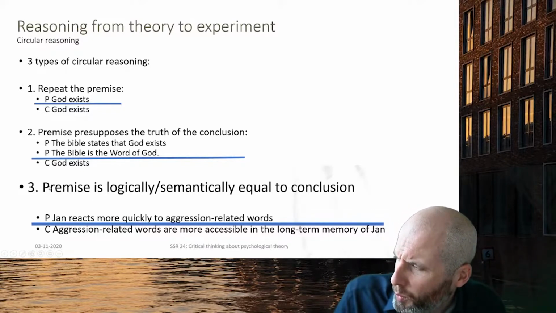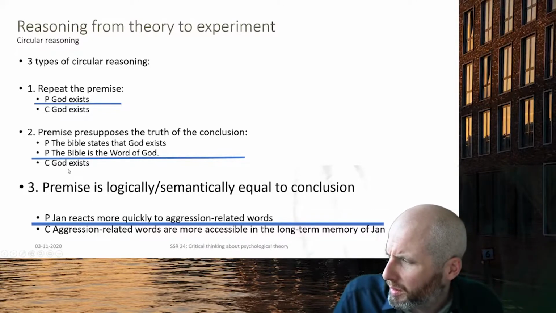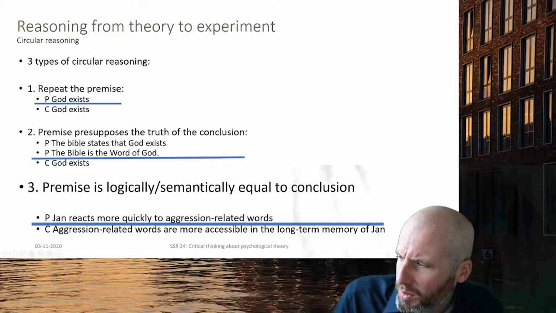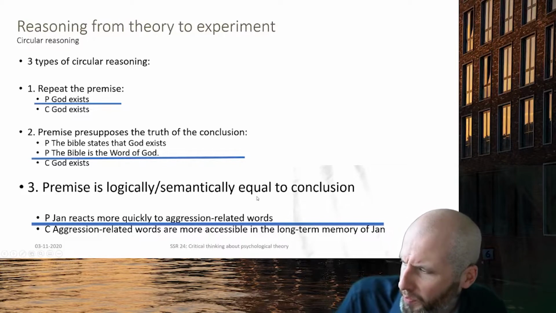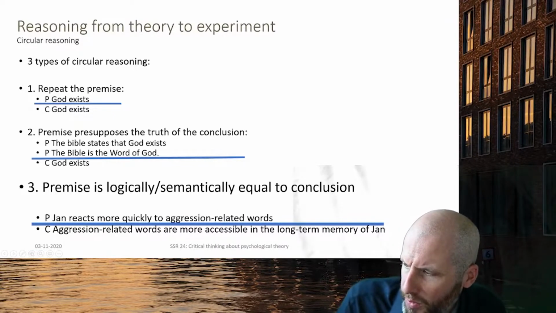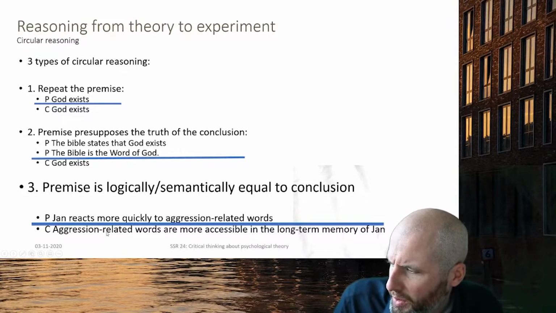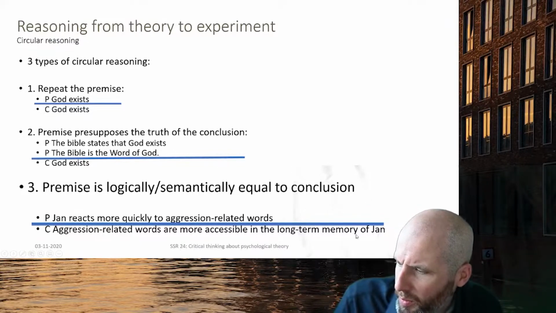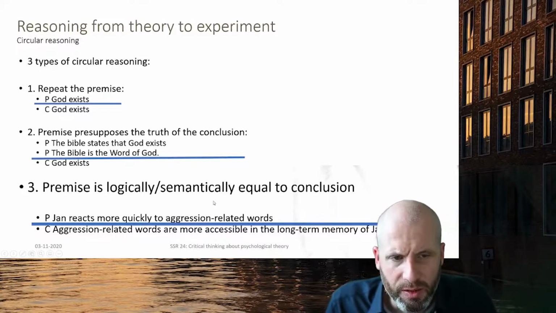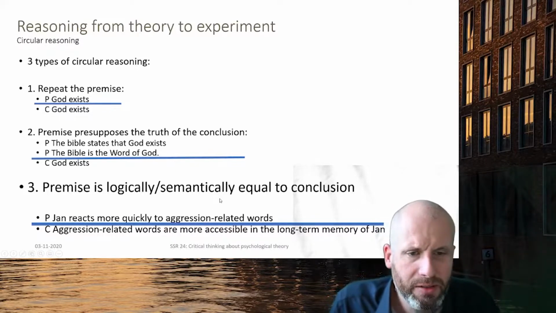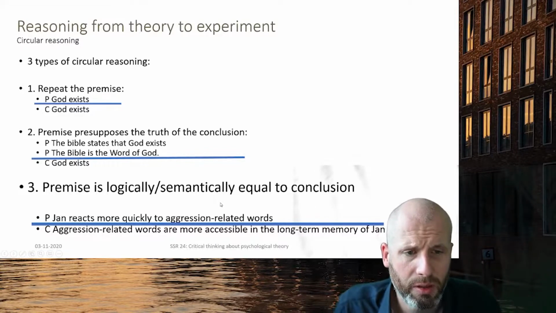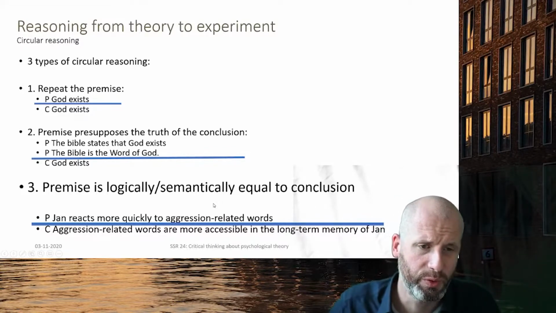And the third one, we didn't talk about that at length, but what we just discussed is an example of that, is that in which the premise is logically or semantically equal to the conclusion, or identical to the conclusion. So if you say that Jan reacts more quickly to aggression-related words, and then conclude aggression-related words are more accessible in the long-term memory of Jan, how do you know that? Well, because of that reaction speed, right? So basically the conclusion and the premise state the same thing, only the one does it in more general terms.